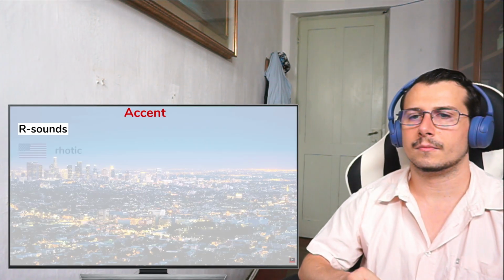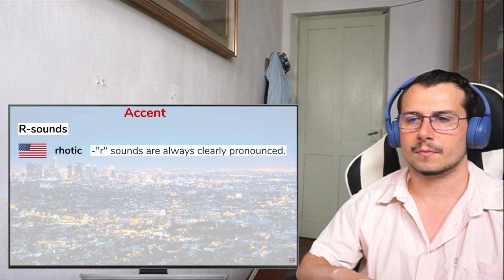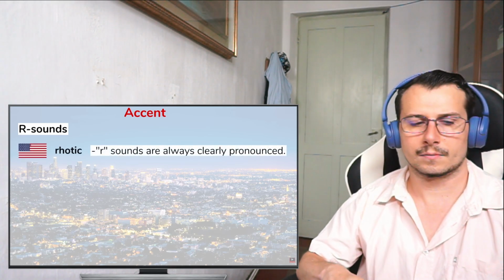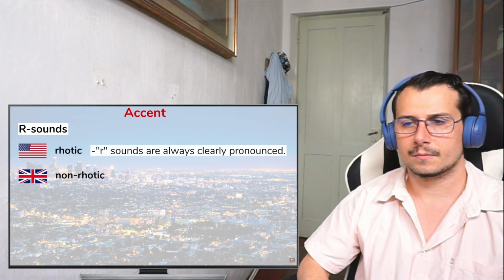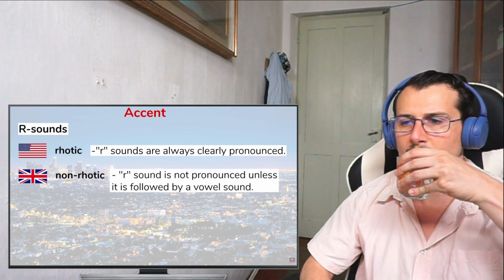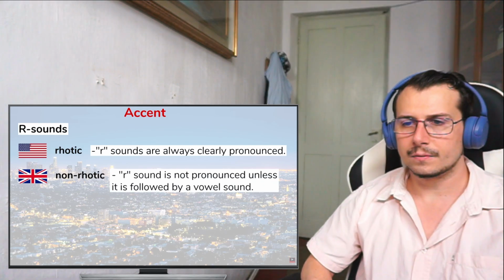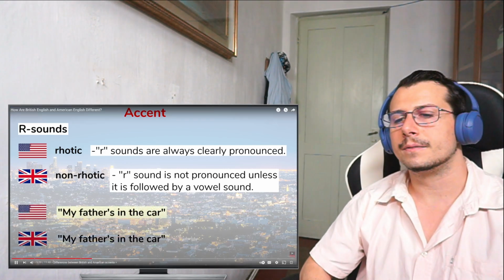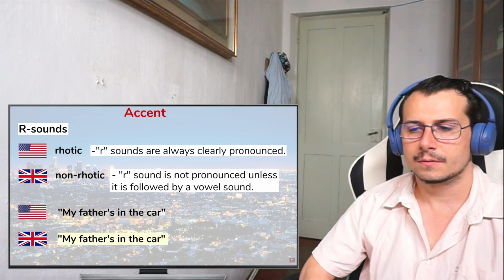R sounds. American English is rhotic, meaning that R sounds are always clearly pronounced. British English is non-rhotic, meaning that the R sound is not pronounced unless it's followed by a vowel sound. Listen to the difference. My father's in the car. My father's in the car.